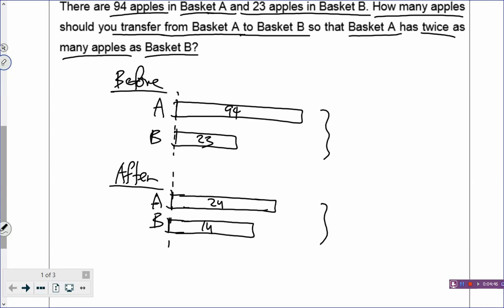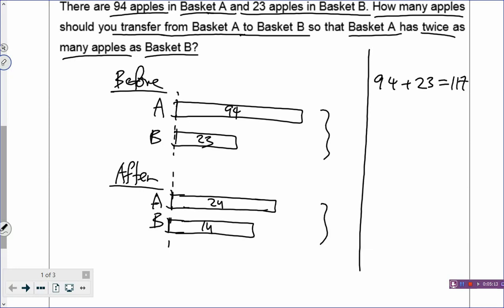How are you going to put the question mark for transferring? It's a little hard to put the question mark for transferring. If you can't put the question mark in the model, then we just leave out the question mark. You don't have to force yourself to put down the question mark. If the total is unchanged, then can you find the total? So what's the total at first? Which is 94 plus 23, and you get 117.